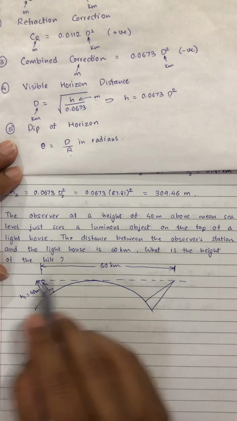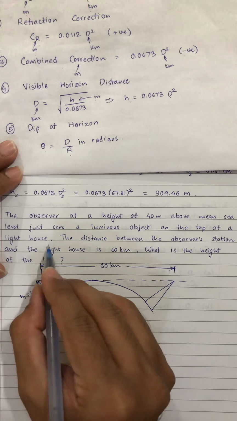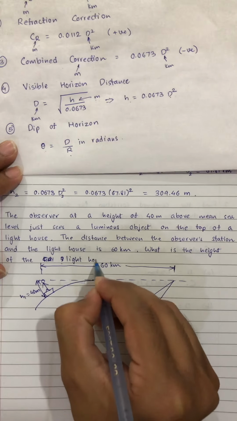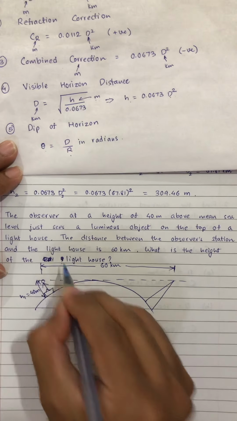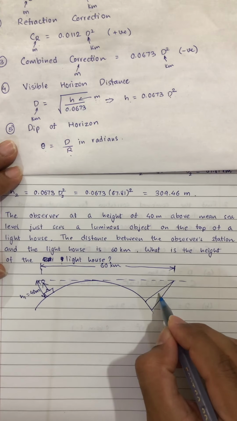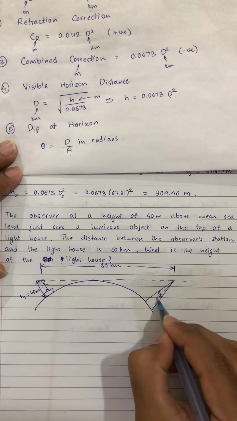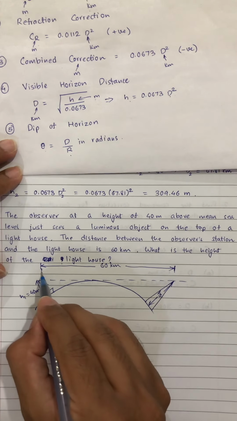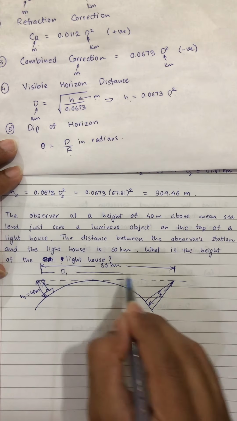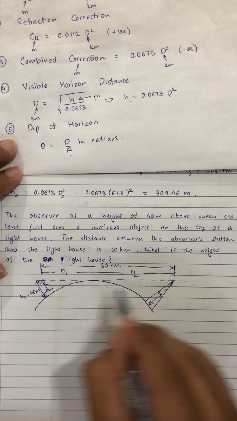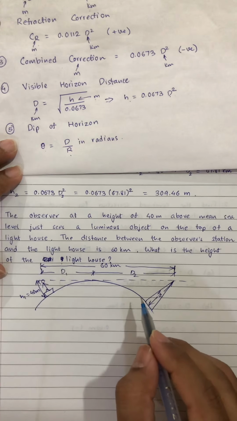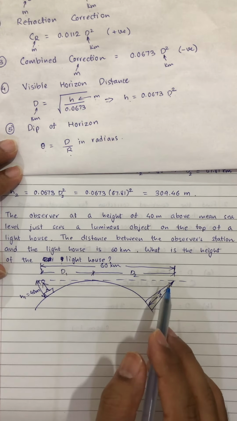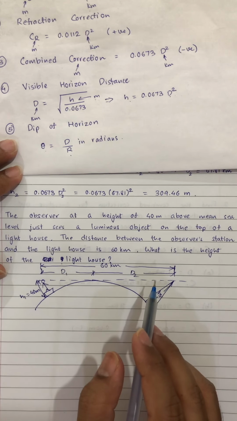What is the height of the hill? Actually, this should be the height of the lighthouse. So we need to find this H2, that is the height of the lighthouse. Now, if we go by the same principle, this distance is D1 and this distance is D2. So we first need to find out these distances D1 and D2.